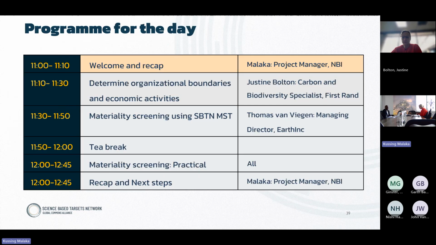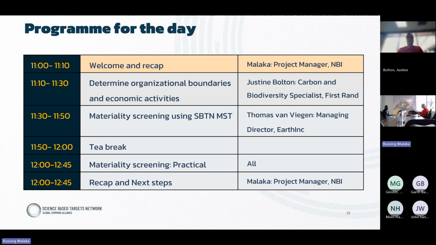We have a really simple program for the day. It will be me first with a quick recap of what we did in the first session, and then Justin will help us with determining the organizational boundaries, and then Thomas with the materiality screening and some background on the database of the SBTN materiality screening tool. The tool gets its data from ENCO, and Thomas will talk to us about that database. And then we'll take a break and come back with the practicals.